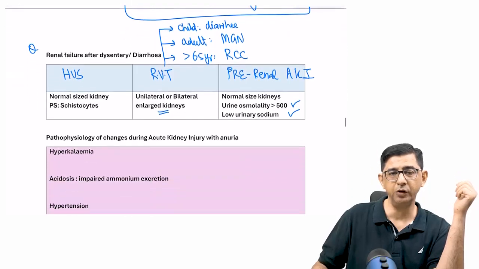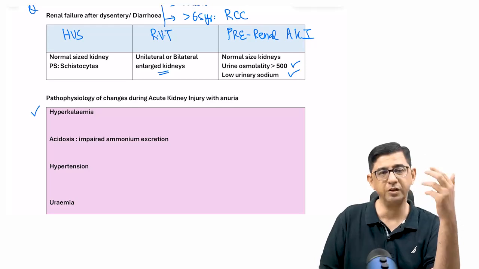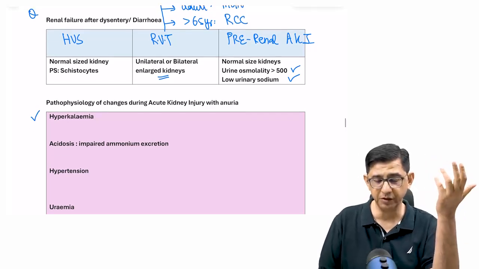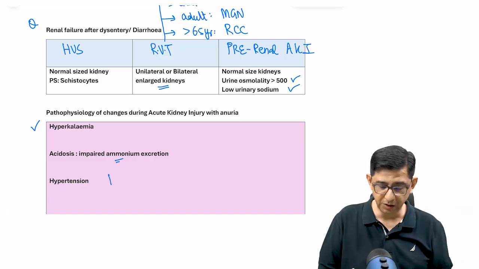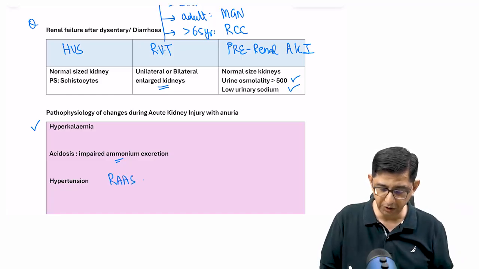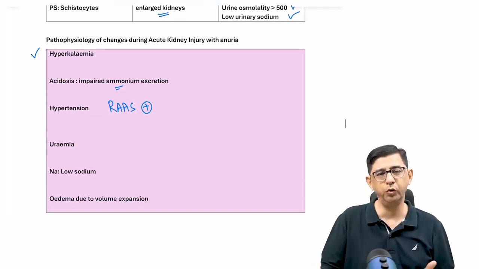As far as the pathophysiology of changes are concerned, hyperkalemia understandably, because of inability to excrete potassium. Kidney is responsible for excretion of potassium. There is an impaired ammonium excretion, that is the pathogenesis for acidosis. The RAS system comes into activation due to low GFR. That's why hypertension. Toxins are accumulating, so there would be uremia.